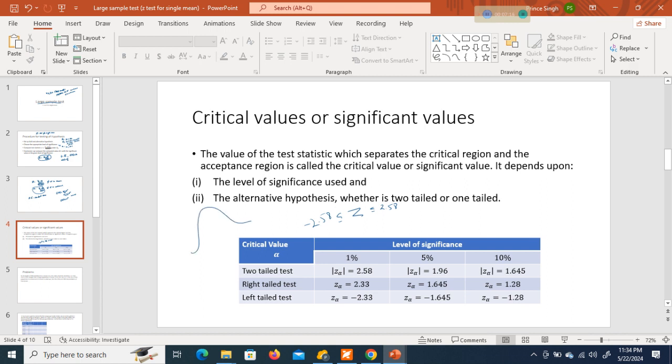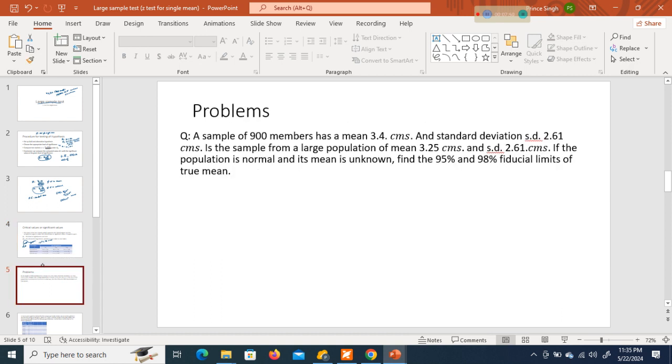So in this case, minus 2.58 and 2.58, this is the region of acceptance, and outside it is the region of rejection. If the value falls within this, that means it falls in the acceptance region, and if the value is less than minus 2.58 or greater than 2.58, in that case the value falls in the critical region, or the rejection region. So on the basis of that only we are going to either accept or reject the null hypothesis. Okay, so let us start with the problem.